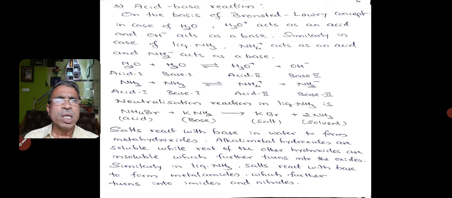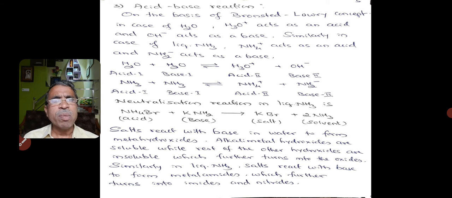So alkali metal hydroxides means NaOH, KOH. They're all soluble in water. Whereas magnesium hydroxide, calcium hydroxide, ferric hydroxide, they're all insoluble in water. And such hydroxides also turn into the oxides. Ferric hydroxide turns to ferric oxide. Calcium hydroxide turns to calcium oxide, like this.